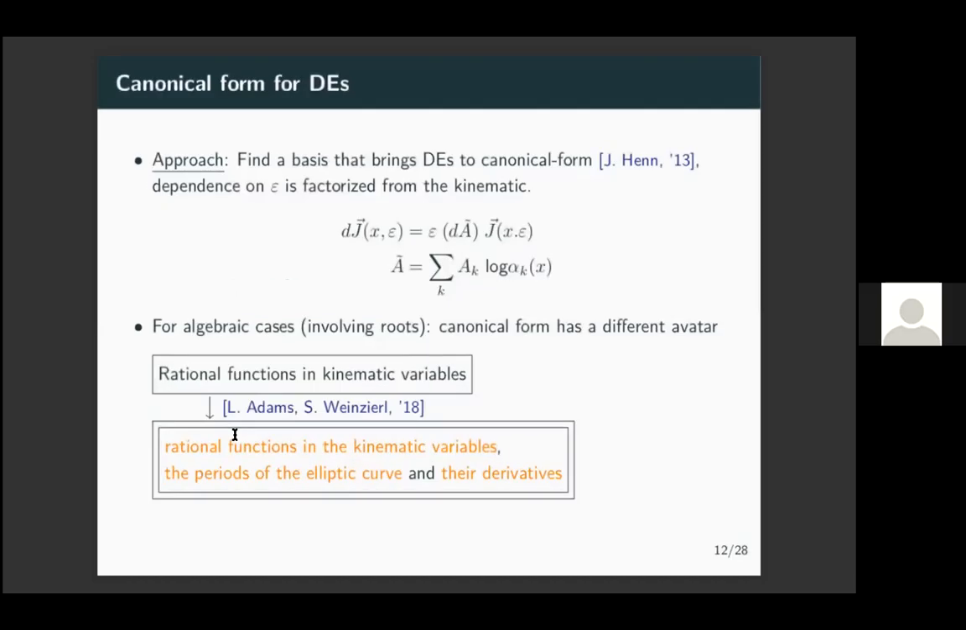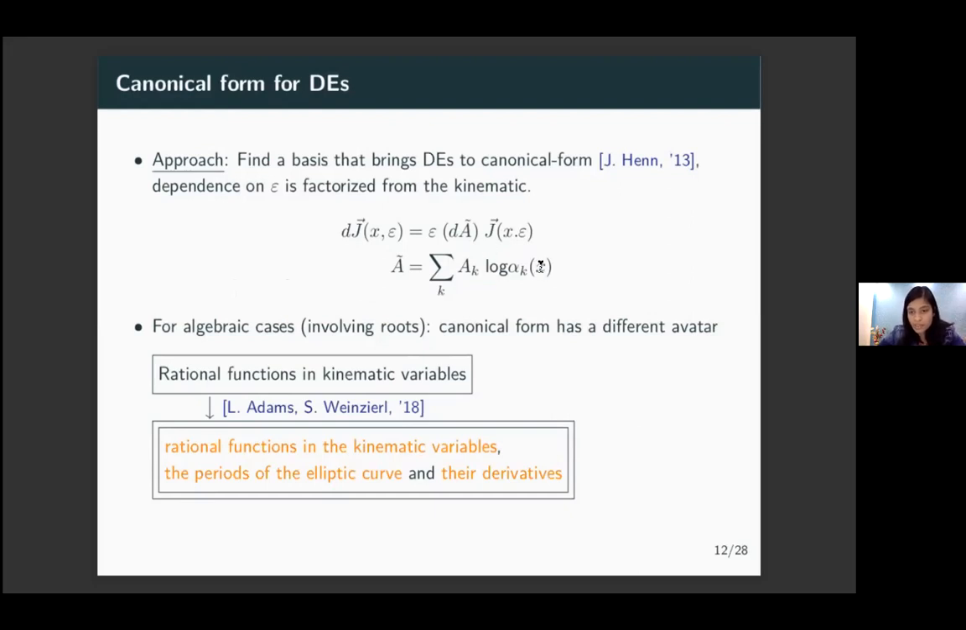Sorry. Can I ask a question? Yes. By canonical form, you mean the form for the A's such that the epsilon dependence has been pulled out, right? Yes. Okay. And A's only depend on the kinematic variables now. Yes. So after epsilon completely factorizes from the differential equation, dA will only have x and y or s and t, whichever variables you're working with, only that.